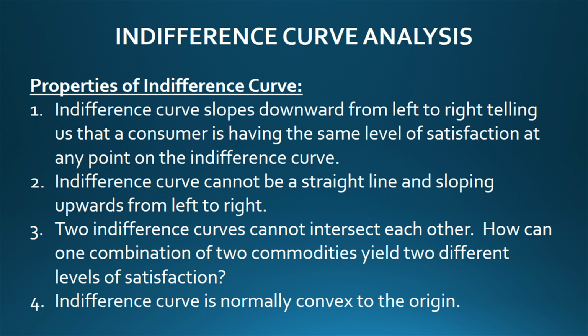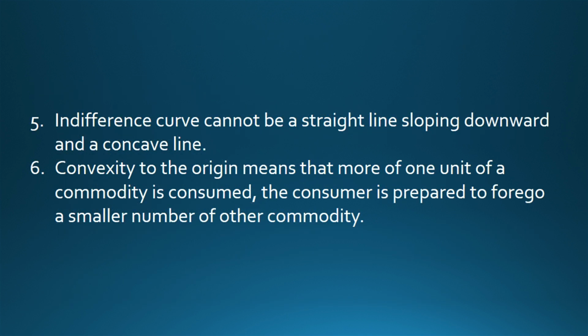3. Two indifference curves cannot intersect each other. How can one combination of two commodities yield two different levels of satisfaction? 4. Indifference curve is normally convex to the origin. 5. Indifference curve cannot be a straight line sloping downward or a concave line.